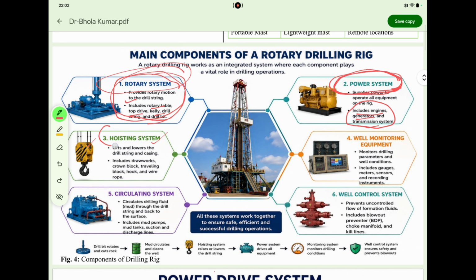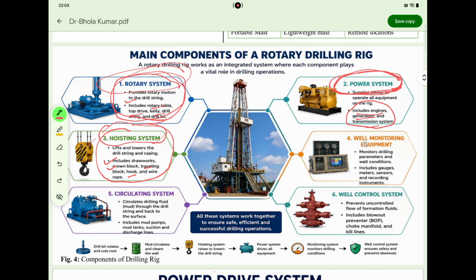Next one is the hoisting system. As the name suggests, the basic function of the hoisting system is raising and lowering of any equipment inside the wellbore, right? The components include draw works, crown block, traveling block, hook, and the wire. We will discuss them later, so right now just keep this in mind.